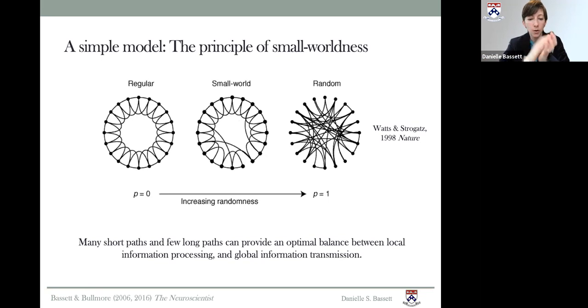The high clustering coefficient and short path length provide this very interesting balance between the potential for local information processing and global information transmission. And that is something that we think is very important for a brain and actually for many other kinds of information processing systems.